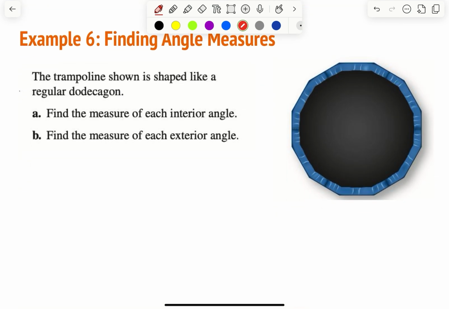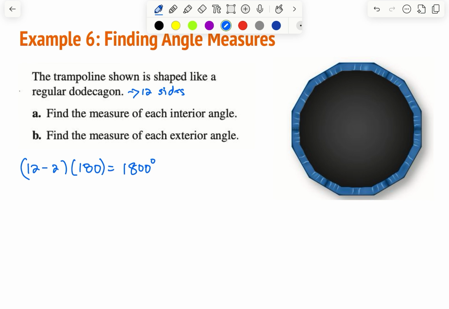Alright, example 6, finding angle measures. The trampoline shown is shaped like a regular dodecagon. So the dodecagon has 12 sides. Find the measure of each interior angle. First we need to use the formula for the sum of interior angles. 12 minus 2 multiplied by 180 is equal to 10 times 180, which gives me 1800 degrees. This is the total of the interior angles, and since we have 12 sides and based on the figure they are all equal, we can say that 1800 divided by 12 gives us an interior angle of 150 degrees each. This is for letter A.